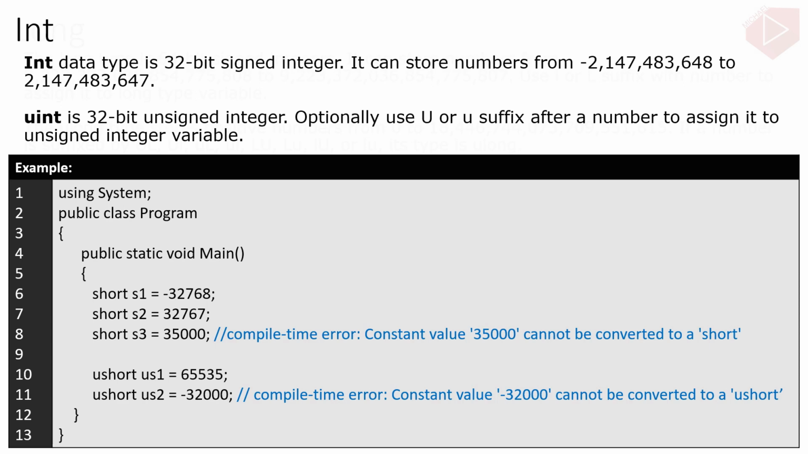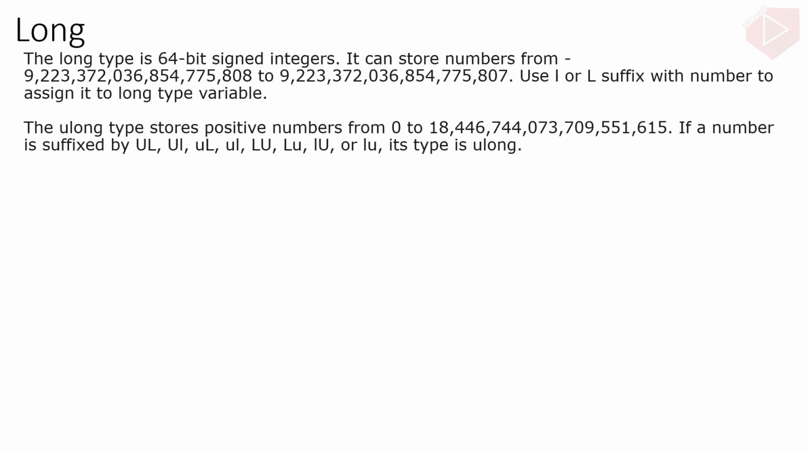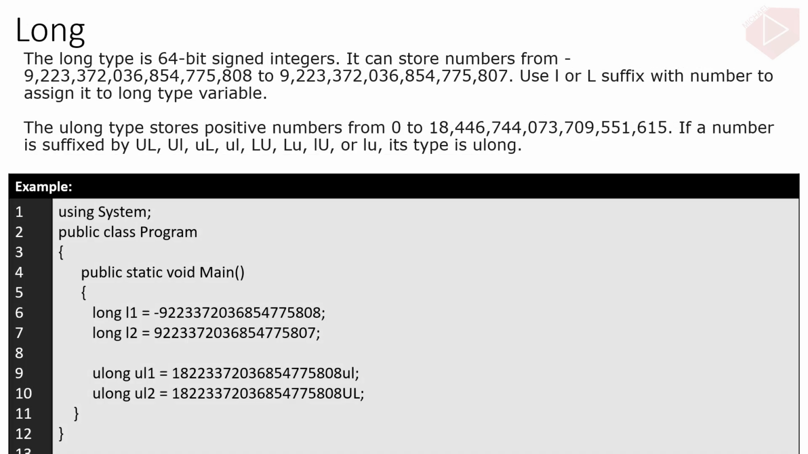The long type is 64-bit signed integers. Use small l or capital L suffix with number to assign it to long type variable. The unsigned long type stores positive numbers. If a number is suffixed by ul or lu, its type is ulong.